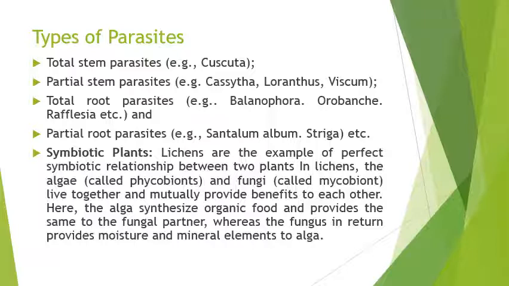And symbiotic plants are those plants which have a relationship in which both of them get benefited. Lichens are an example of a perfect symbiotic relationship between two plants. In lichens, the algae are called phycobionts, or blue-green algae, and the fungus is called the mycobiont. Algae and fungus live together and mutually provide benefit to each other. Here the alga synthesizes organic food and provides the same to the fungal partner, because they cannot prepare their own food, whereas the fungus in turn provides moisture and mineral elements to the algae.